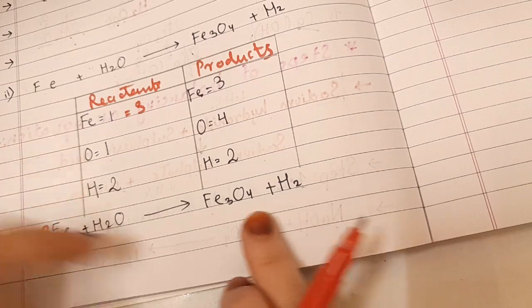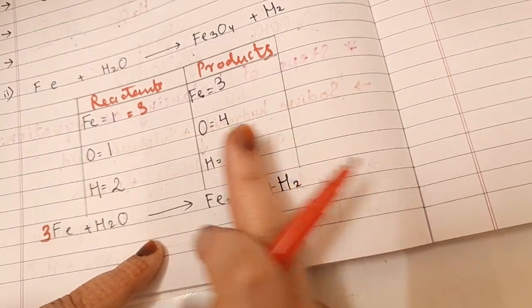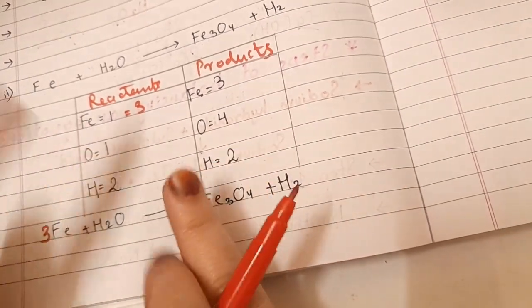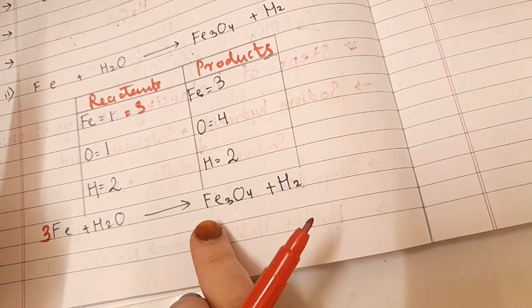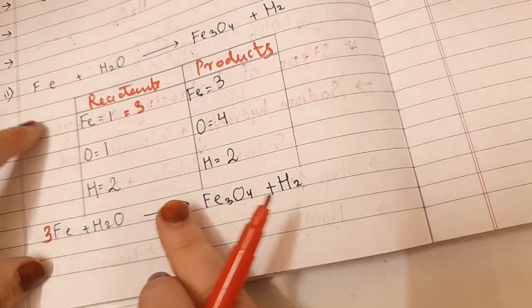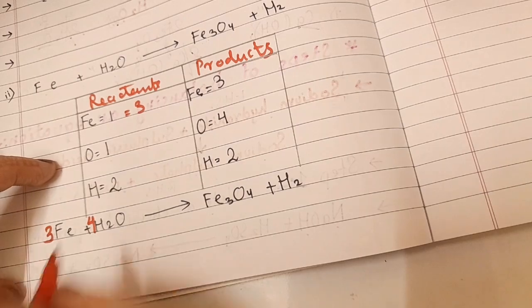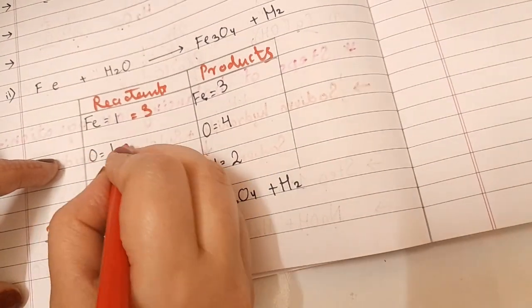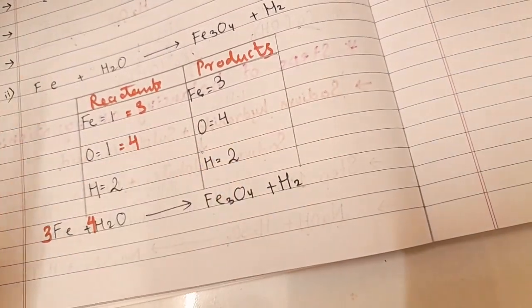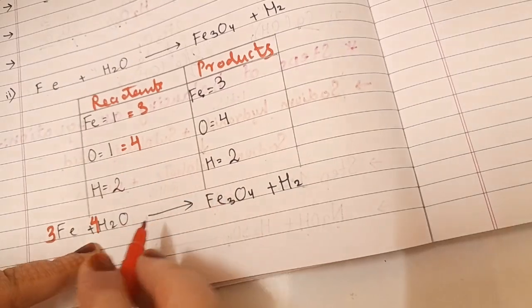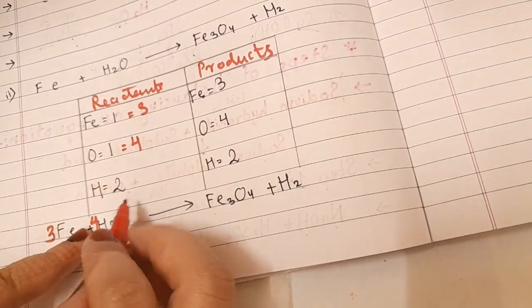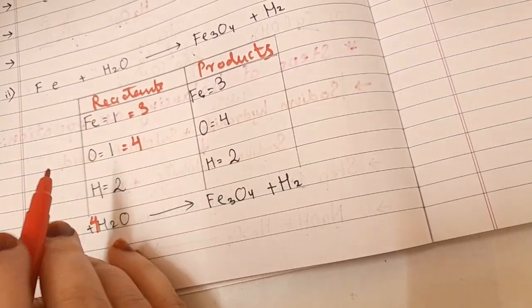Okay, now what about oxygen? Oxygen on the product side we have 4 elements, and on the reactant side we have one element. Okay, so here what we will do, we will multiply this by 4. Okay, so here 4 oxygen will be there. So again now oxygen is balanced. Now oxygen is balanced. Here 4 oxygen, product side also we have 4 oxygen.